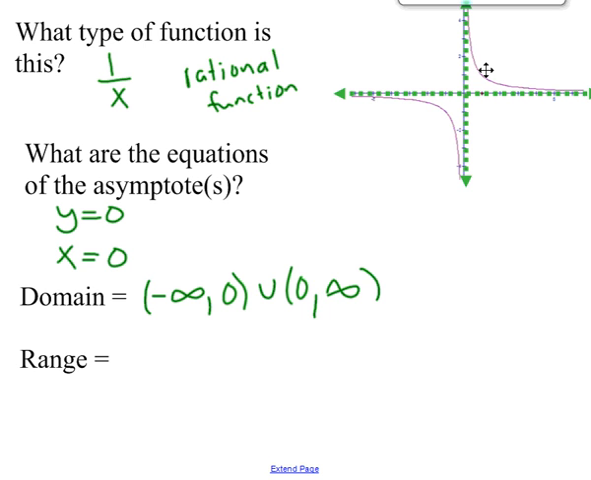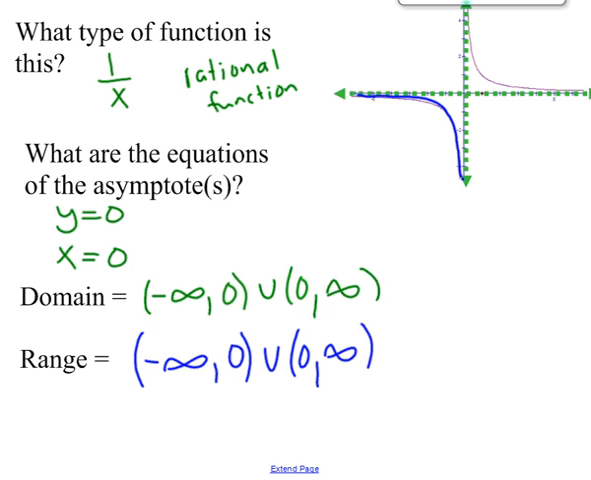And our range are all the y values taken on by this graph, which are from negative infinity to 0, and again from 0 to infinity, because you can ride this curve all the way almost to 0 and down to negative infinity, and you can ride it all the way up to positive infinity, but you're not ever going to touch 0.